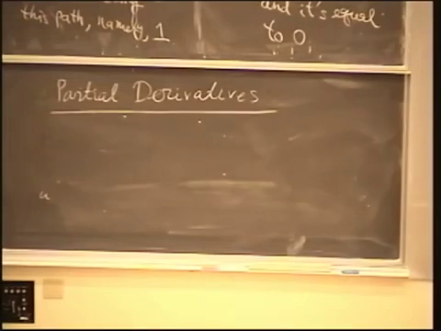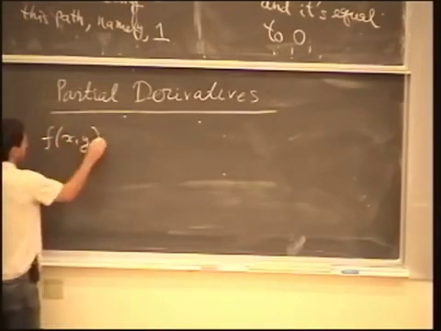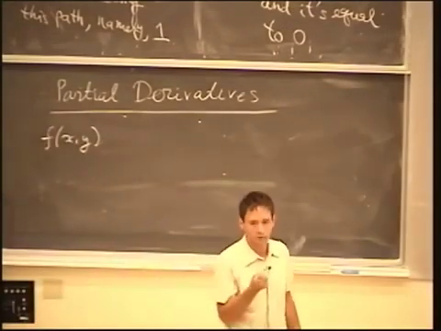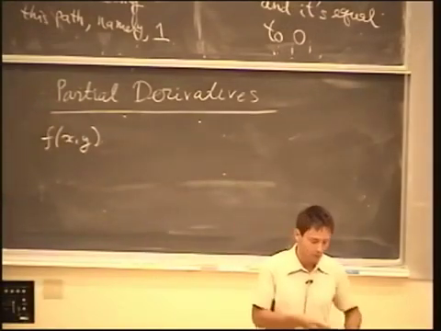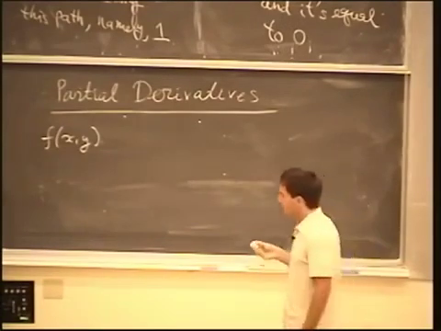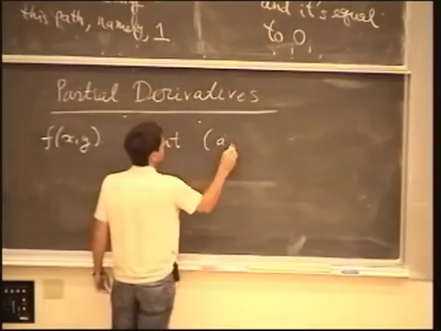So we have a function, let's say f of x, y, in two variables. And when we talk about derivatives, we should fix the point at which we are taking the derivative, right? Because for a different point, you'll have different derivatives. The same thing happens for functions in one variable. So let's say we have a point which has coordinates a and b.